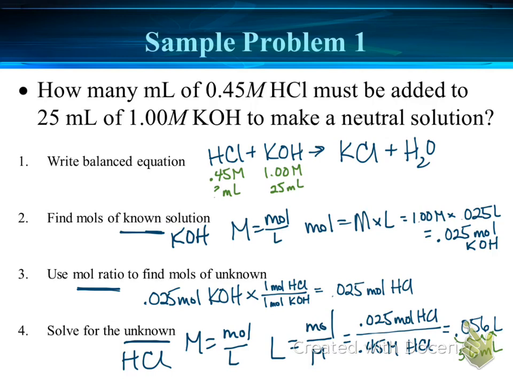So take a moment to look at all of those steps. We started with the balanced chemical equation. Check. We found moles of the known solution. Check. We used the mole ratio to find moles of the unknown. Check. And then we solved for the unknown, and in this case we were solving for volume. So let's see another problem.